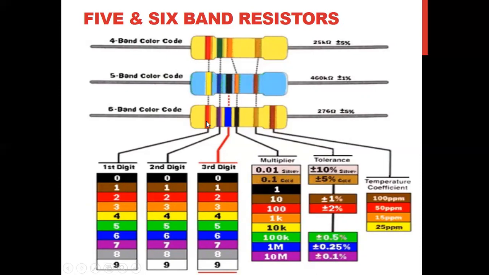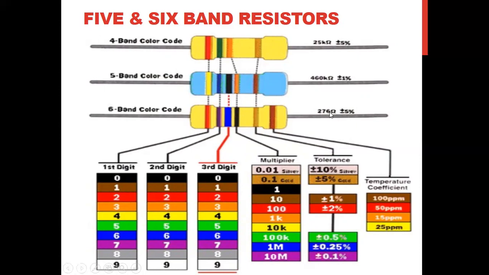6 band: first is red, value 2. Violet is 7. Blue is 6. So 276. Black is 0. So 10 to the power 0 means 1. Okay, we can use either 10 to the power 0 or just 1 like that. 10 to the power 0 is 1.